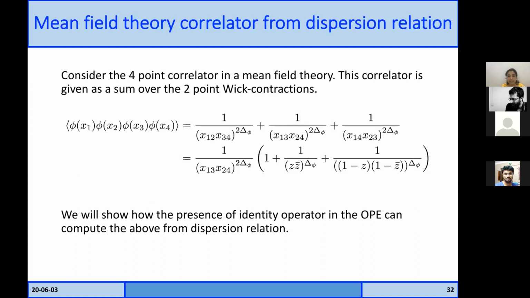So let's consider the example of a 4-point correlator in mean field theory. This means that the 4-point correlator is given as a sum over 2-point field contractions.